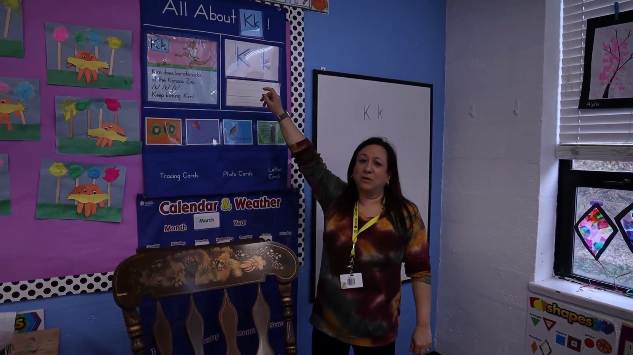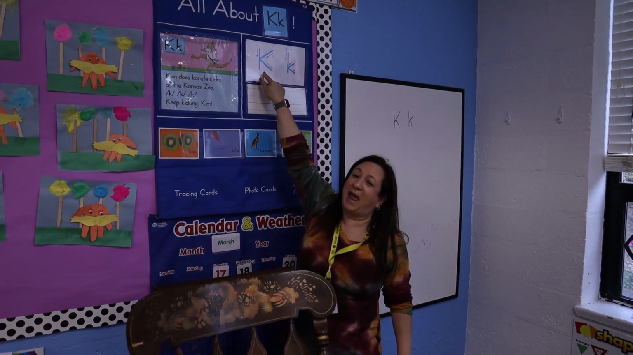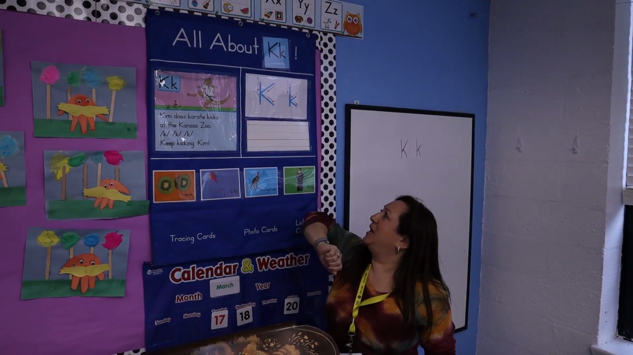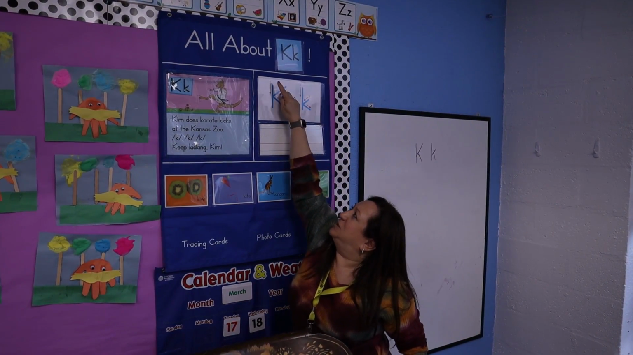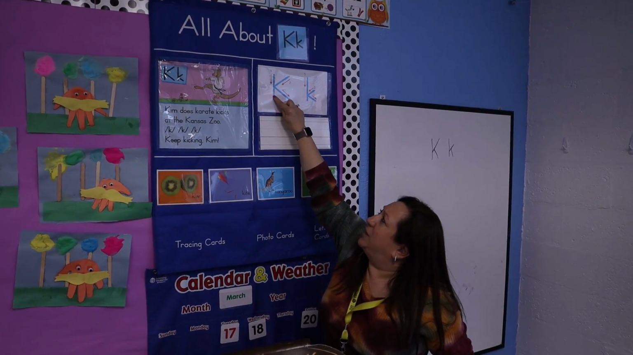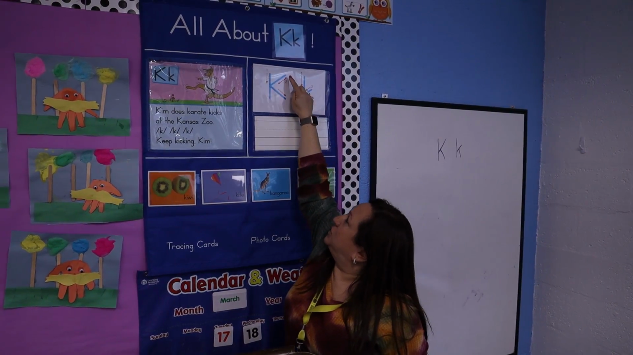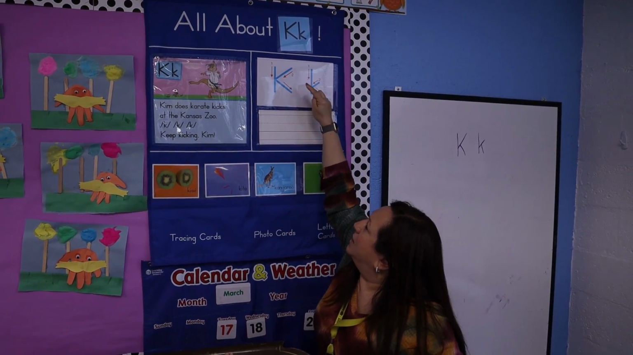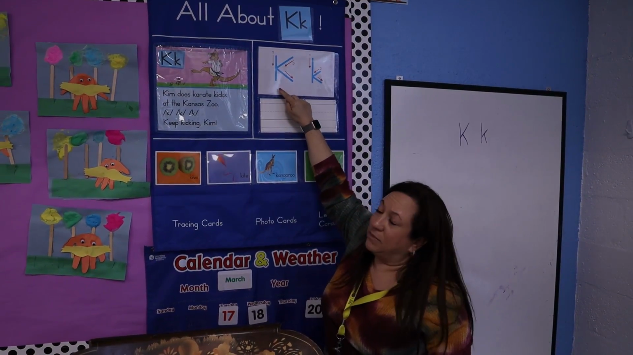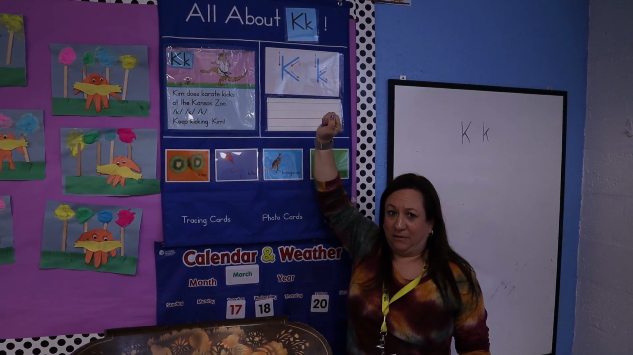Okay, friends, so our letter of the week this week is the letter K. We have our uppercase K and our lowercase k. For our uppercase K, we start at the top. We make a line going straight down. We go to the tip over here, the corner, and we make a line going in to the line and then a line coming out. And that is the uppercase K.